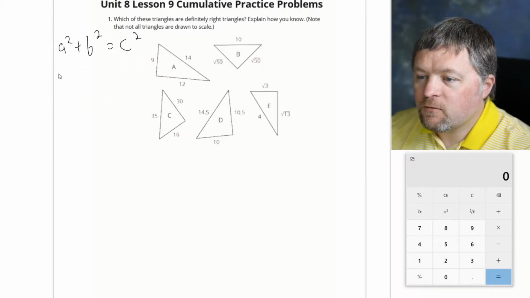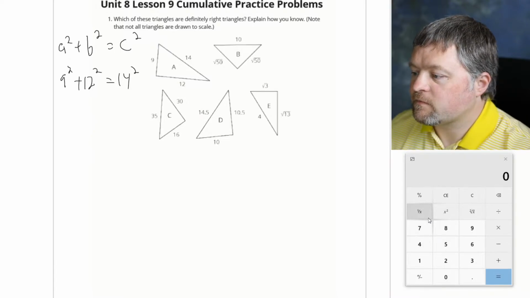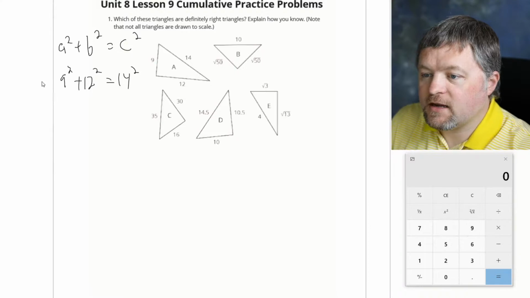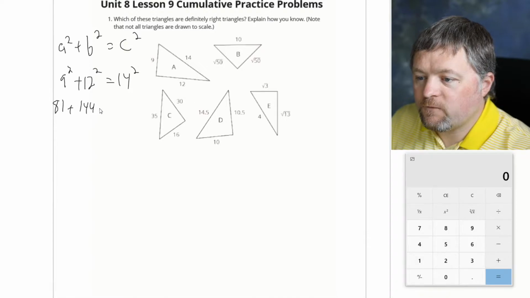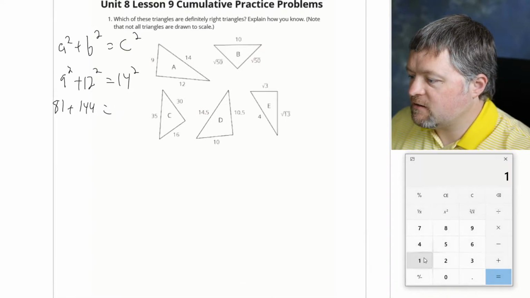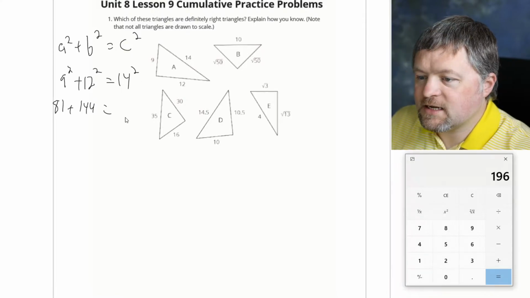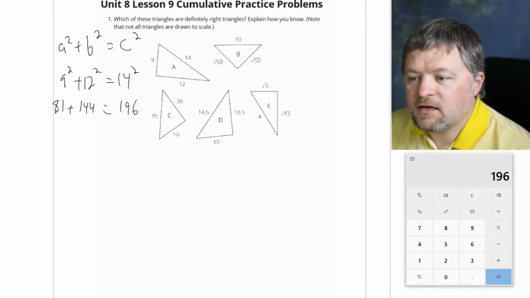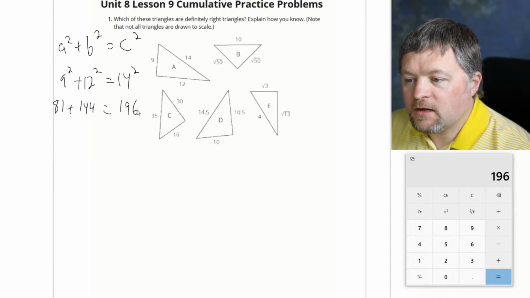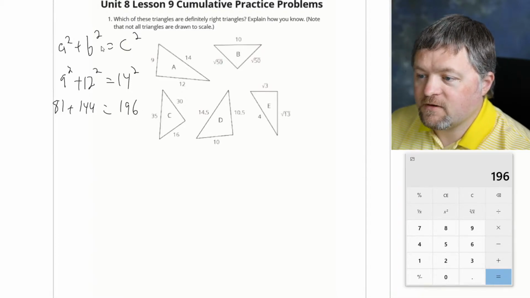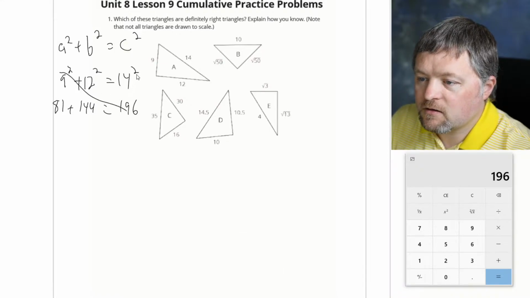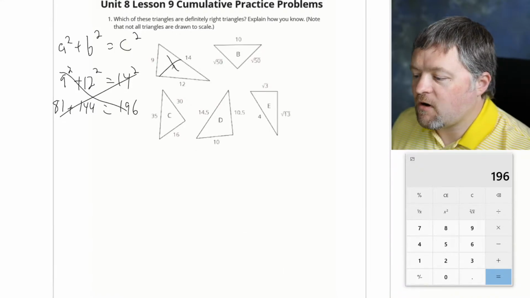So for A, we have 9 squared plus 12 squared equals 14 squared. 9 squared is 81. 12 squared is 144, and 14 squared is 196. Does 81 plus 144 equal 196? Quick check. 4 plus 1 is 5, not 6. That does not work. So A is not a right triangle.